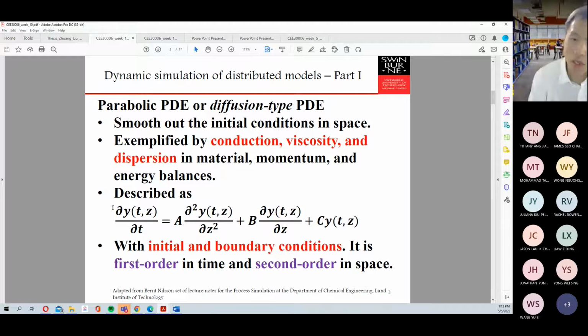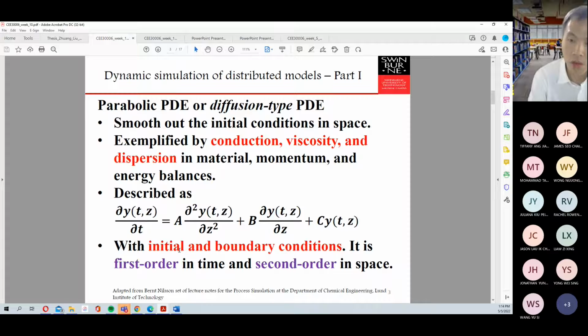These equations are the general form for the parabolic PDE or diffusion type PDE. This is first order with respect to time, second order with respect to coordinates. We simplify the presentation in that we only use one variable for the coordinate, Z direction. For the time, we only use t.